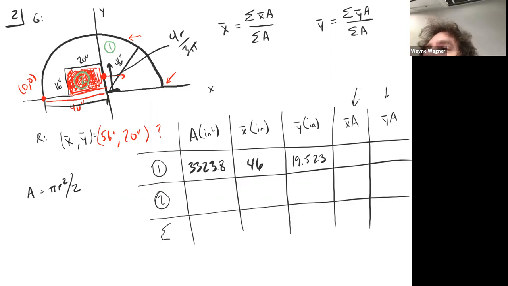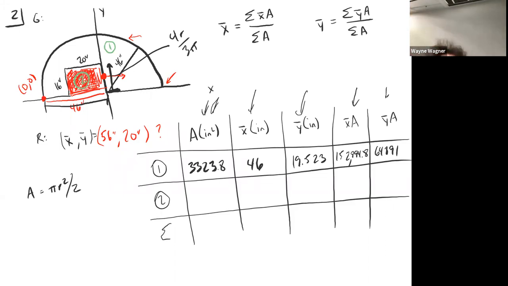I'm going to do these next two. Well, let's just go ahead and do them. So x bar A, we take this value and multiply by the area. So it'll be 46 times 3323.8, and we'll get a really big number, 152894.8. Okay, and then we'll do the y bar times the A, which is going to be 19.5223 times 3323.8. Get a big number, 64890. I'm just going to keep 5 sig figs here.